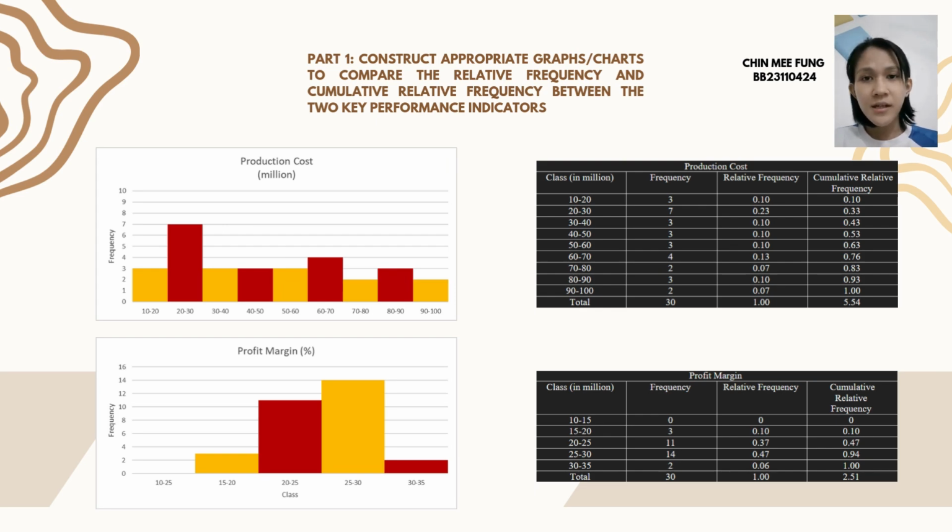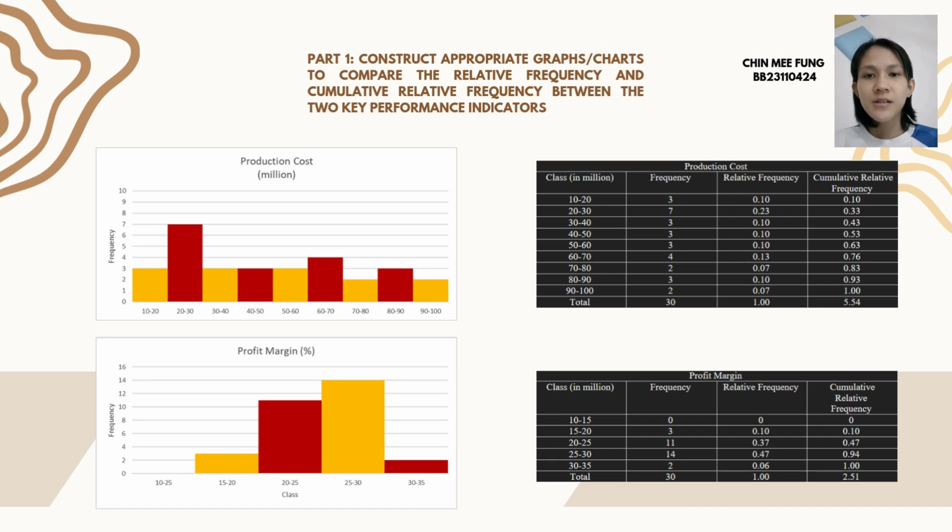Today I will be presenting my part 1, which is to compare the relative frequency and cumulative relative frequency between the production cost and profit margin. First of all, comparisons of relative frequency.